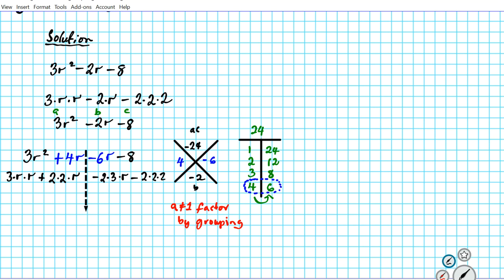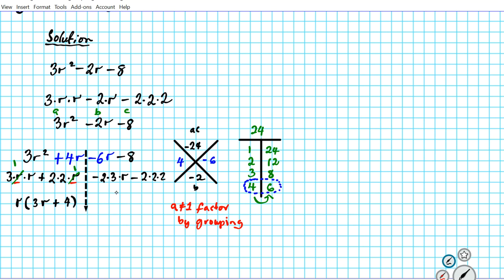So what's common on the left side? We have r, and r is common. And that's basically it. Okay? So we're going to factor out r. Remember, when you factor out a term, you divide it out, okay? Same thing, so that's divided out, that's divided out. So you're left with 3r plus 4, okay?